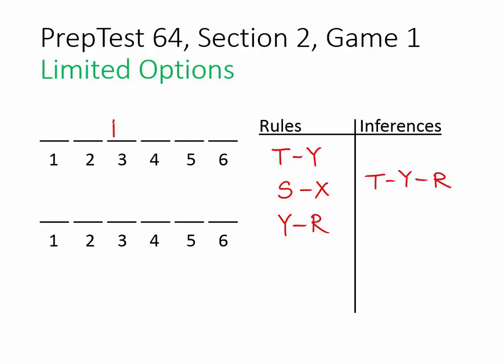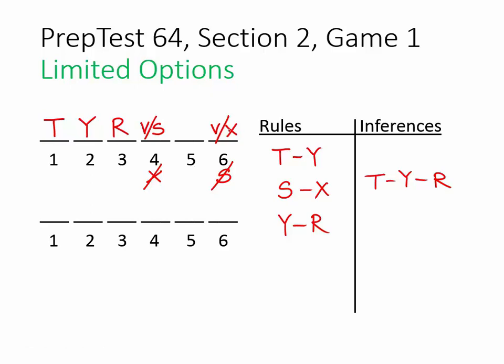In the first option, R goes in space 3. If R goes in space 3, we know that T and Y have to be in that order in spaces 1 and 2 because of our inference. Spaces 4, 5, and 6 are going to be S, V, and X, and we can say for sure that X can't go here because S has to come before X, and S can't go here because X has to come after S. Therefore, this space could be either V or S. This space could be either V or X, and space 5 could be any of the 3.